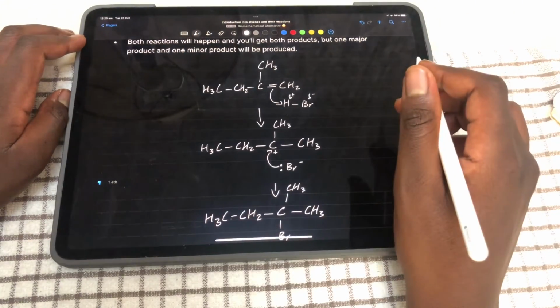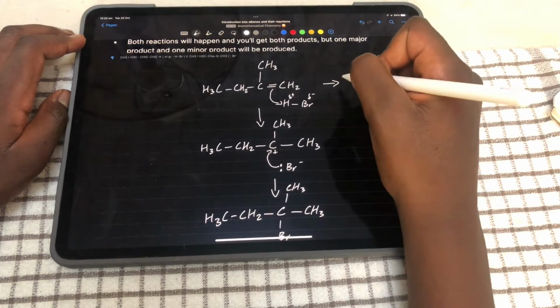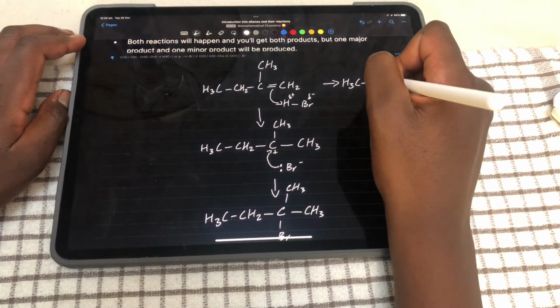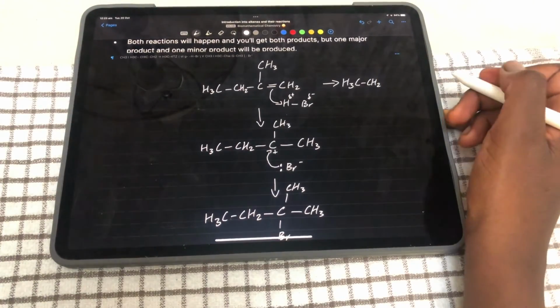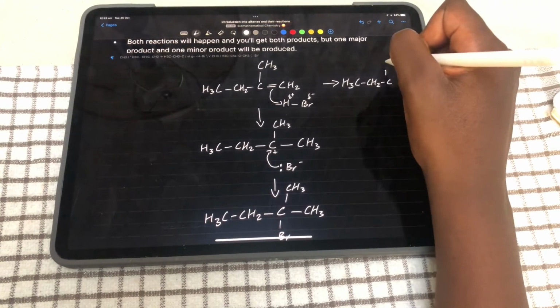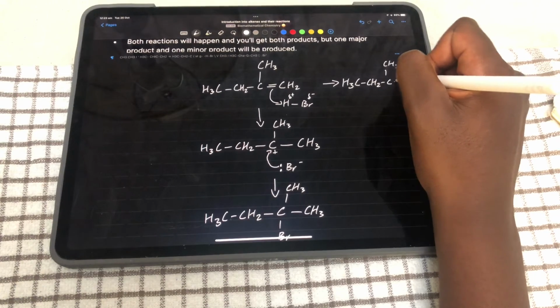Your reaction could go another way though. Your minor product is also a way of being formed. You don't need to know how likely it is, in terms of the percentage probability. You don't need to really know that for AQA. I think there are other examples where they ask you to do that, but you don't have to know that for AQA.